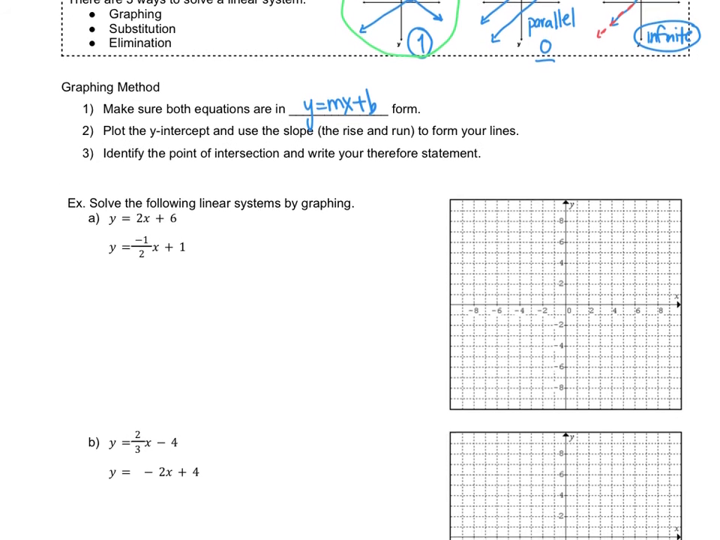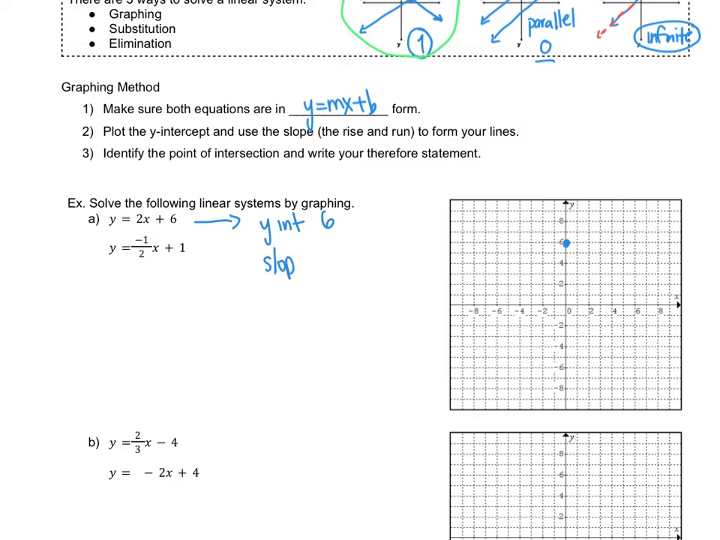So let's start with our first example. Here is our system. We have two equations, y equals 2x plus 6 and y equals negative 1 over 2x plus 1. In this first line, our y-intercept is 6, so I'm going to go ahead and plot that. And my slope is 2, but I want to write it as a fraction, so 2 over 1. That way I see my rise and my run. So my rise is 2, and it's positive, so that means I'm going to go up 2, and my run is positive 1, so I'm going to go to the right 1.